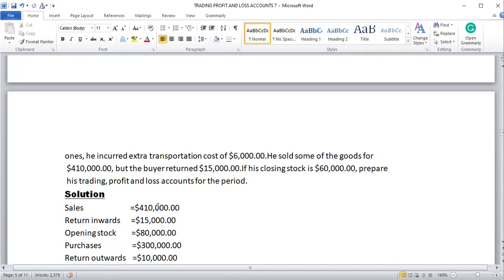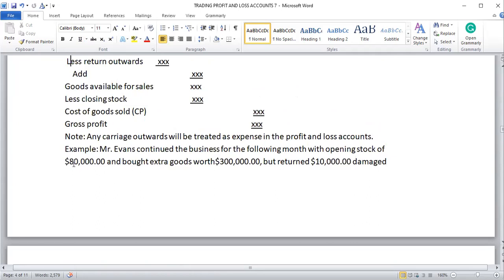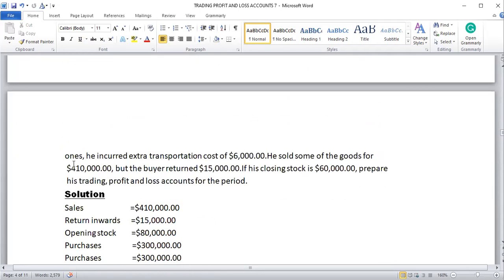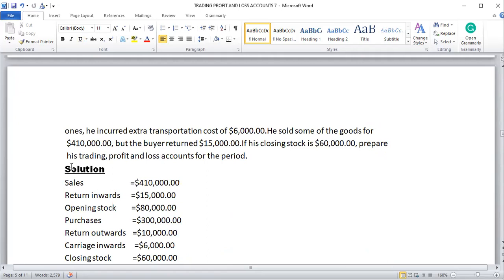So sales is $410,000, which is this. Returns was $15,000, which is this. Opening stock $80,000, which is this particular one. Purchases is $300,000, which is this particular one.